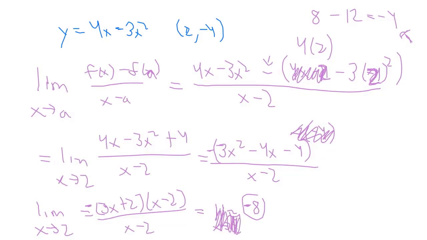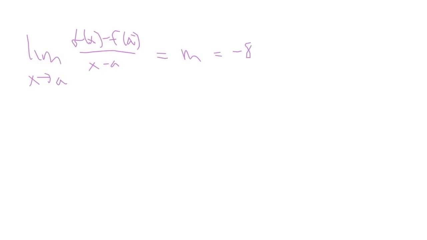Actually, you shouldn't write that limit there. So this limit goes to negative 8. And we're not done yet. This actually just gives us the slope. So again, that overall limit that I wrote with f of x minus f of a over x minus a, this is equal to the slope. And we solve that to be negative 8.